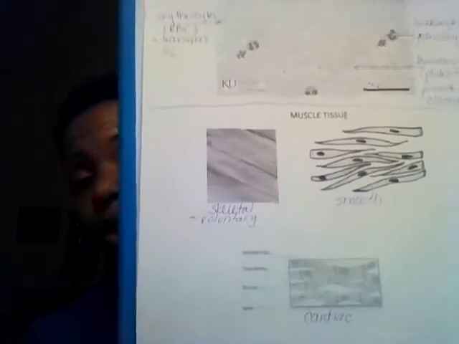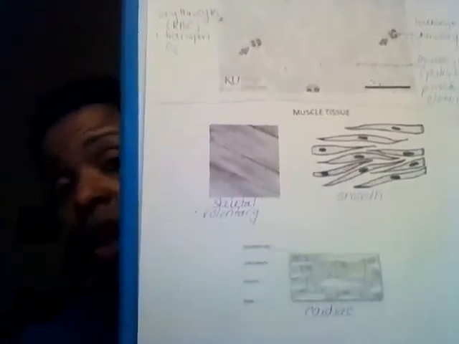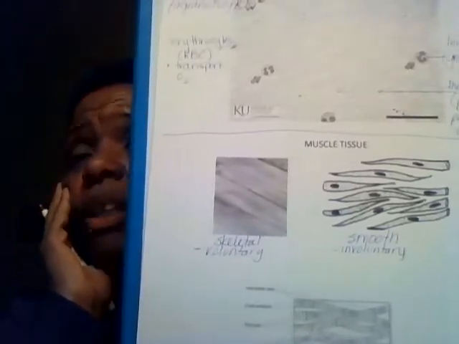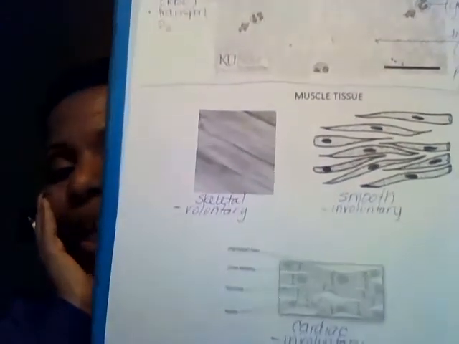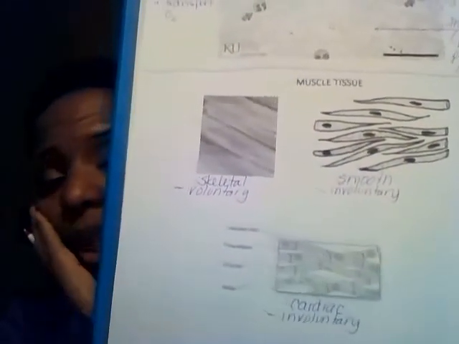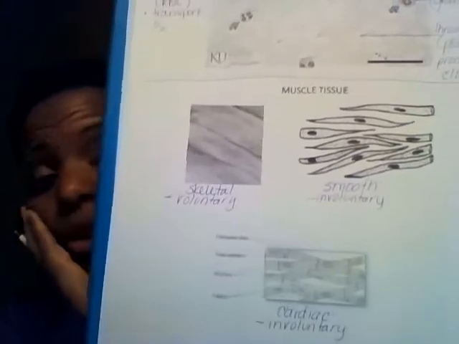While smooth muscle tissue and cardiac muscle tissue are involuntary. Because smooth muscle tissue lines hollow organs like the urinary bladder and the esophagus and the stomach. So we don't really have control over that, and obviously we do not have control over cardiac muscle tissue.